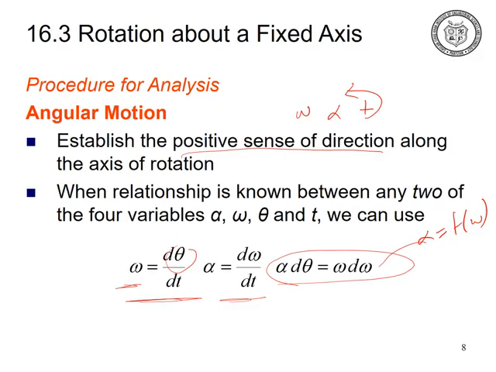When the angular velocity is a function of angular position, the first relation will be used. And when the angular acceleration is a function of theta, this relationship will be used. So when the angular acceleration is a function of omega, the second relationship will be used. When the angular acceleration is a function of the angular position, the third relationship will be used.